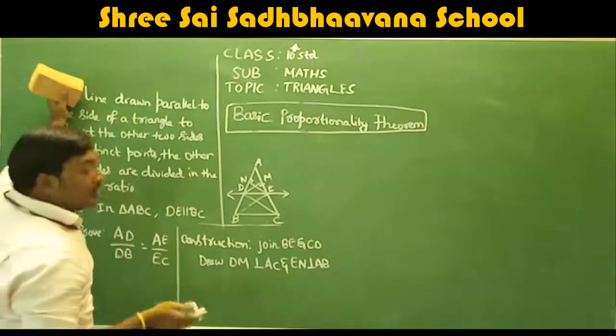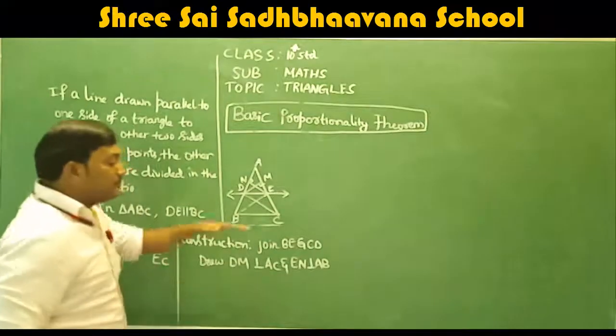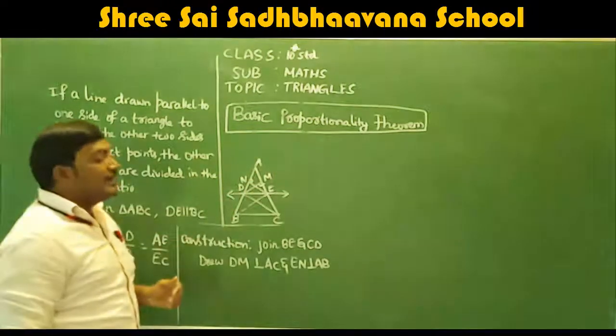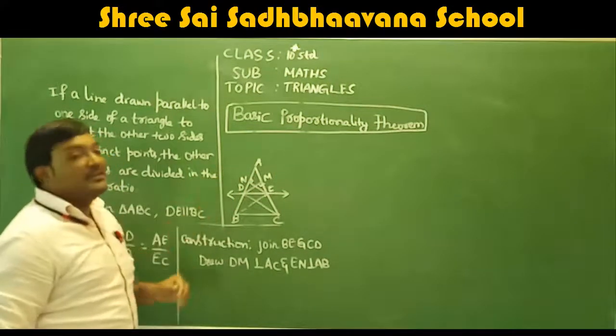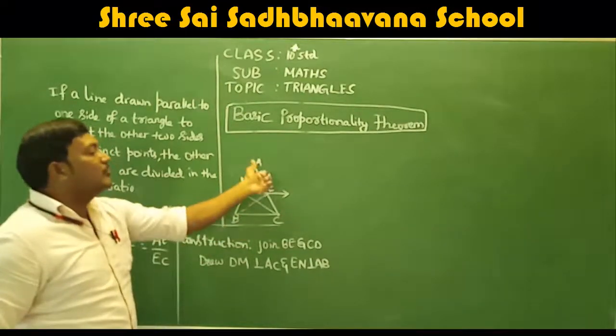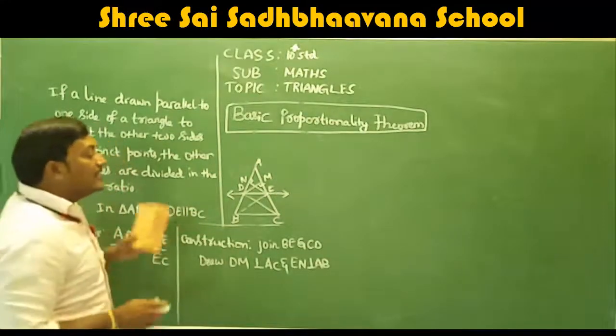And they say the other two sides are divided in the same ratio. For BC you drew a parallel line, so what are the other two sides of the triangle? AB and AC. These will be divided in the same ratio. It means AD by DB should be equal to AE by EC. We have to prove it. What exactly are they saying?